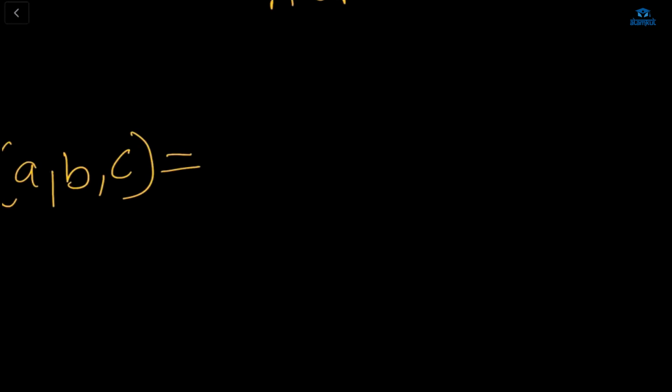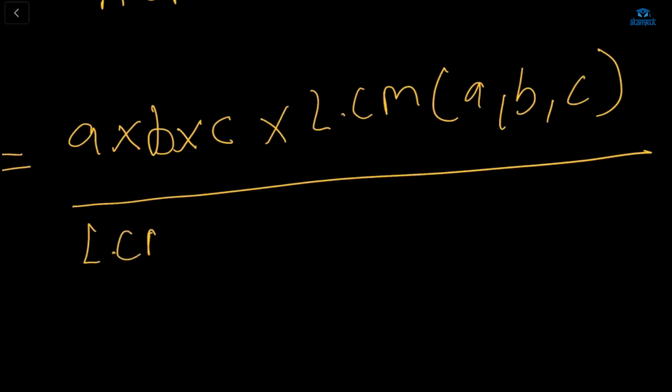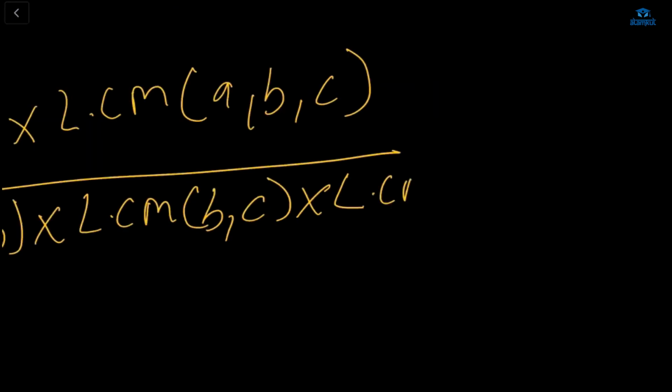So the three numbers are A, B, and C. The product A, B, C multiplied by the LCM of all the three numbers, divided by the LCM of two numbers. First, you will take AB multiplied by the LCM of BC, then CA, understood?